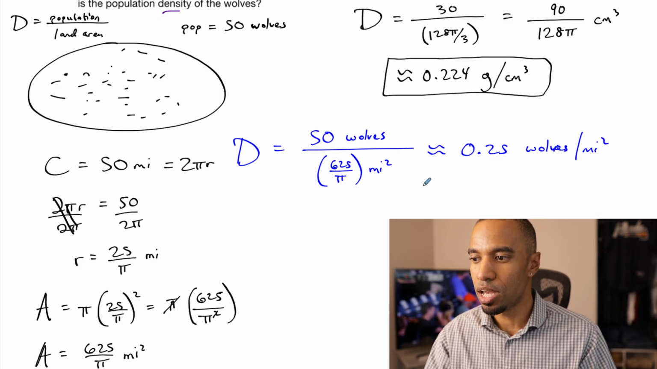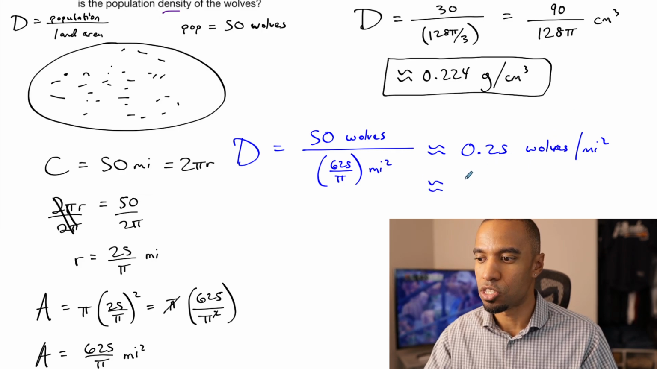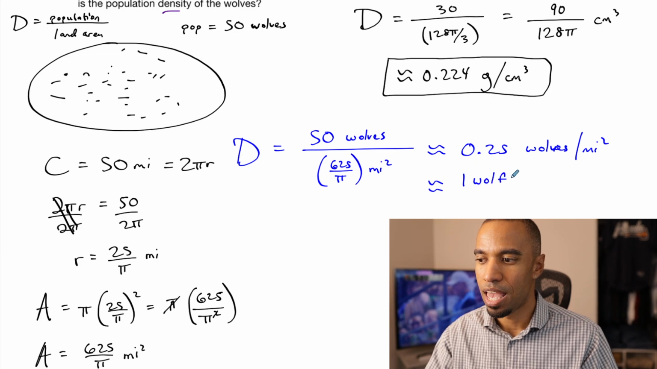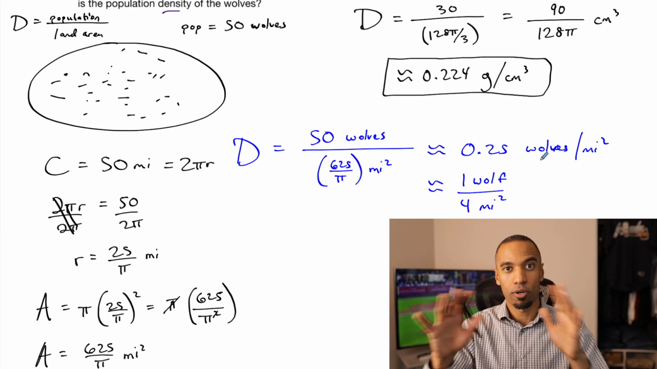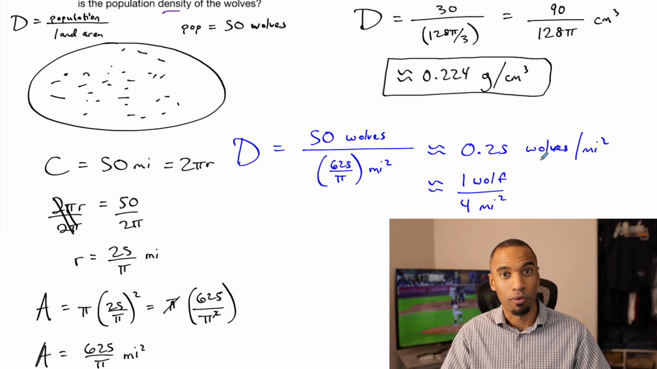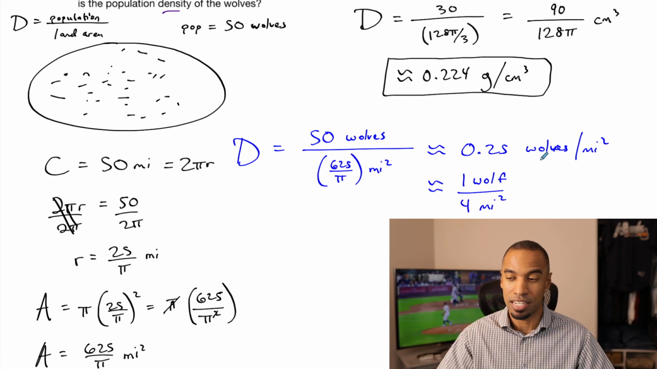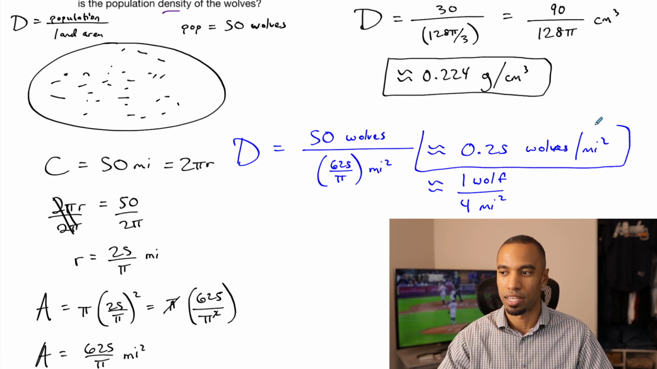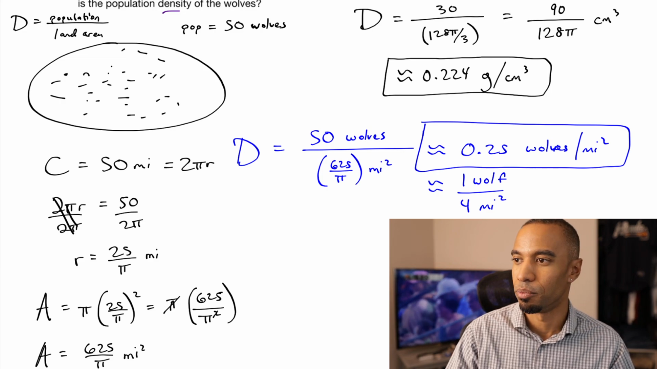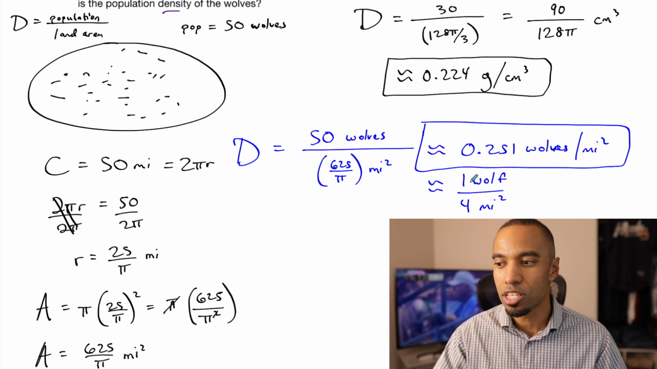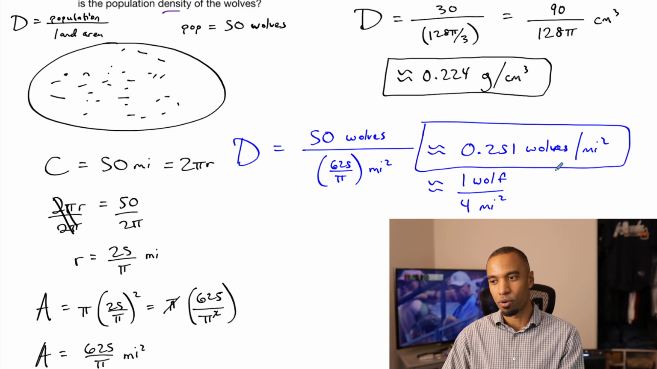And, although it's not an exact answer, what that means is there is about 1 wolf every 1.4 square miles, if that makes sense. About every so many square miles, you're going to encounter a wolf, right? That's the density, right? That's the idea of that. That's the population.